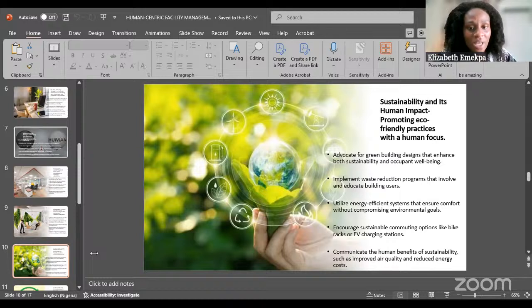Okay? Advocate for green building designs that enhance both sustainability and occupants' well-being. Fine, not everybody will be able to have the money or budget for that, but as much as possible, as a facility manager, talk about it.